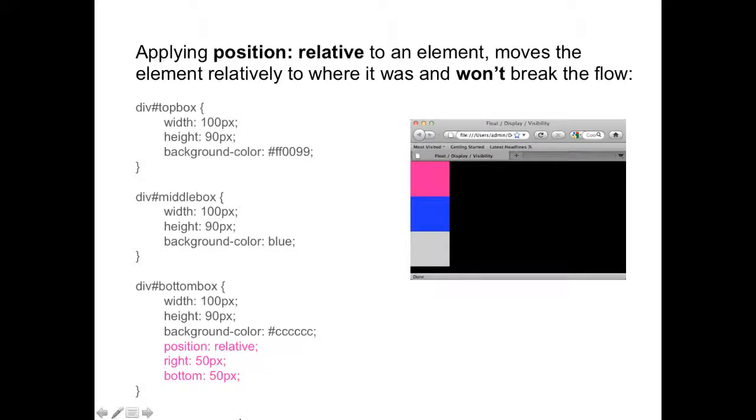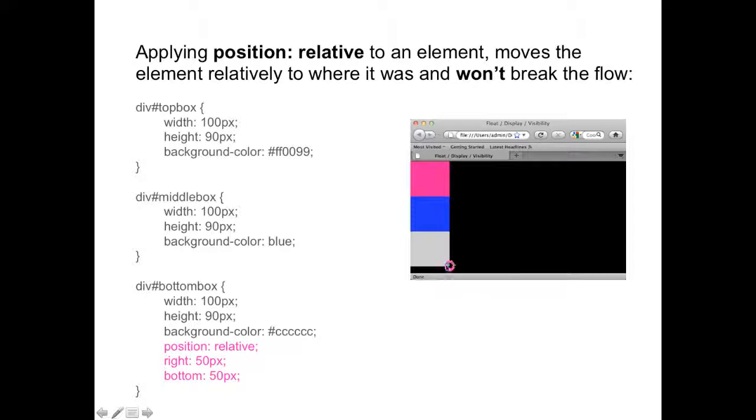Same example with position relative like the previous slide, but this time right 50 pixels and bottom 50 pixels. How will this gray box move? From which point will it move 50 pixels to the top and 50 pixels to the left? From this point, because we are saying that a position relative moves the element relatively to where it was.